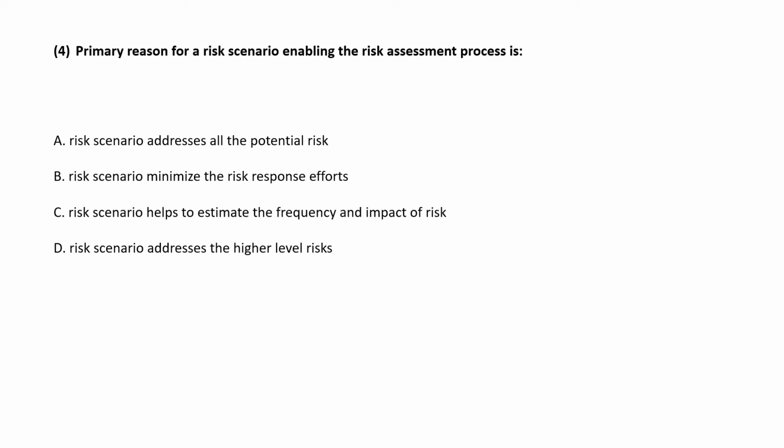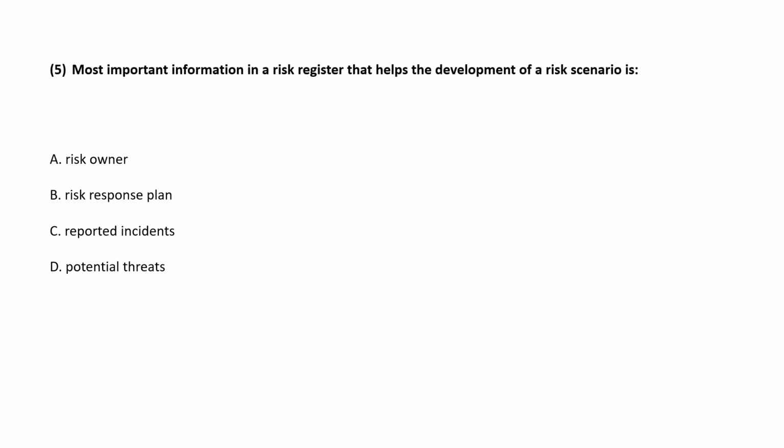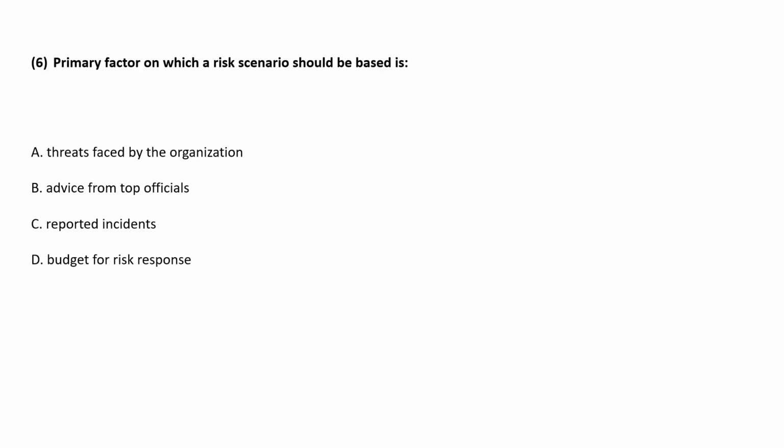Primary reason for a risk scenario enabling the risk assessment process is it helps to estimate the frequency and impact of risk. Most important information in a risk register that helps the development of a risk scenario is potential threats. Primary factor on which a risk scenario should be based is threats faced by the organization.